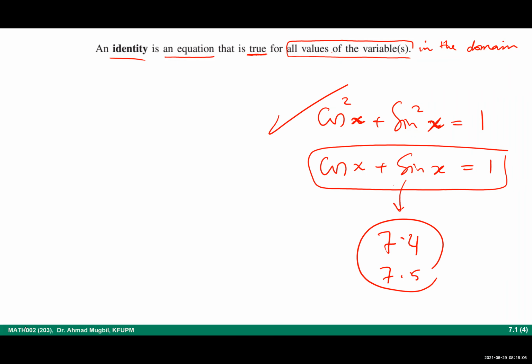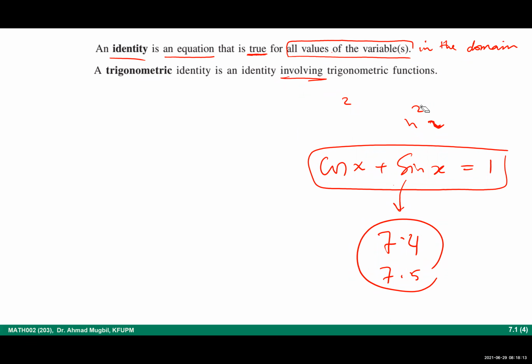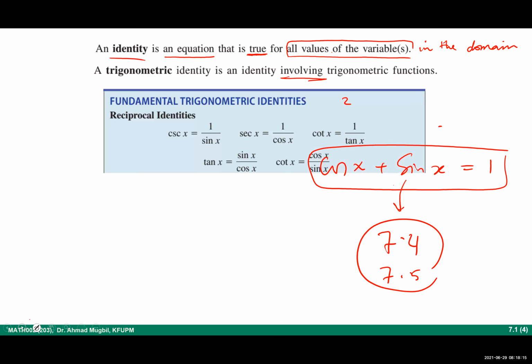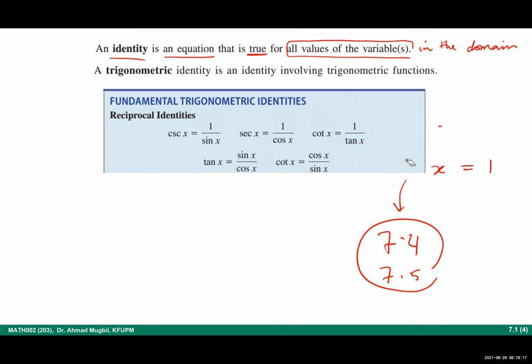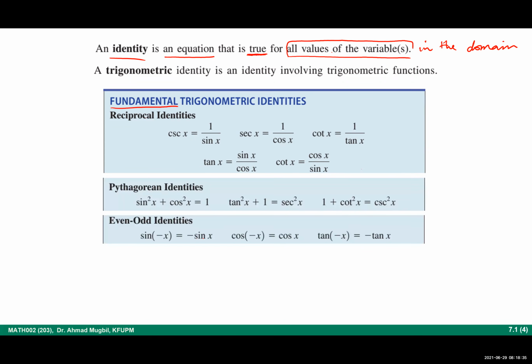Now the trigonometric identity, ya shabab, is the identity that involves trigonometric functions. So we will not study new identities, by the way. We will start with the fundamental identities that we have studied before. You remember these? The reciprocal identities and the Pythagorean identities, and of course the even odd identities.